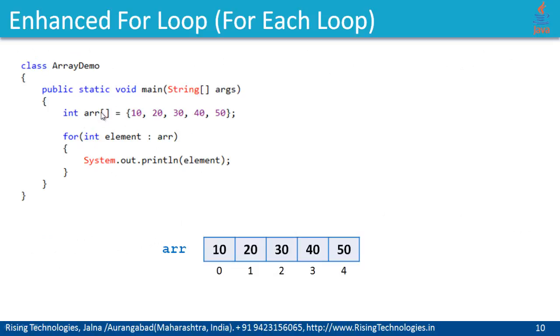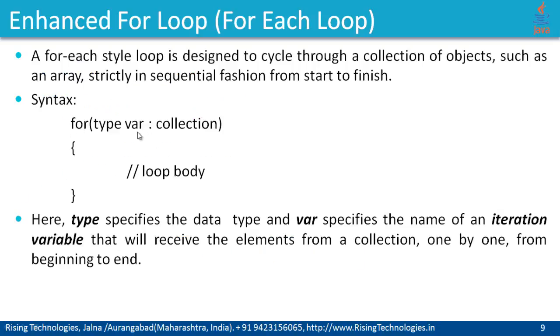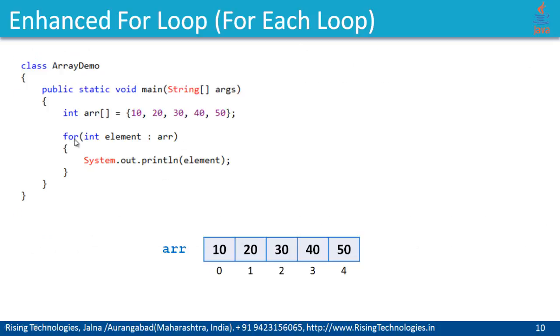Suppose I have this array with the name ARR, and this array contains these 5 variables. So as per this syntax, for type variable colon collection, I have said for int element colon array. Actually, I'm gonna read this something like for integer element in array. So this for loop is going to iterate through this particular array using this element variable. So the first time when program will enter into this for loop, this element variable is going to represent array's zeroth element, that is 10.